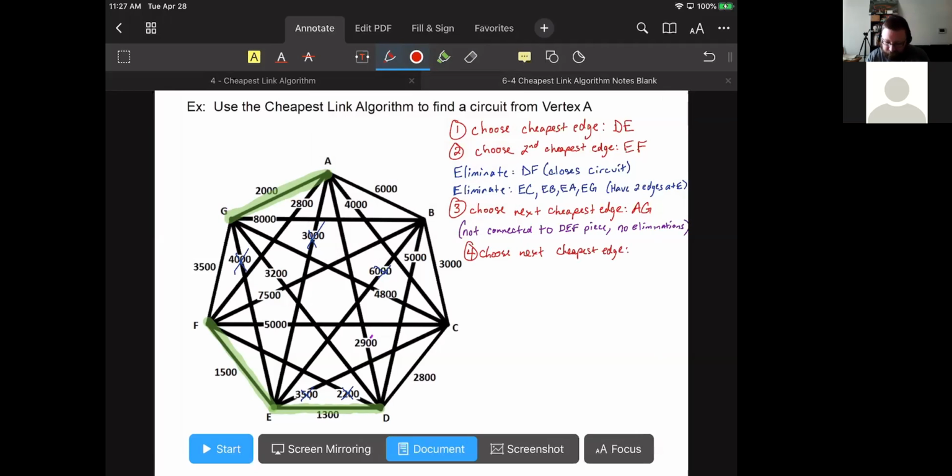So again, we take our time, we look at the graph. Looks to me like we have two edges tied for the next cheapest. And since neither one of them would create a problem if we select them, we have a tie. So we would pick both AF and CD.